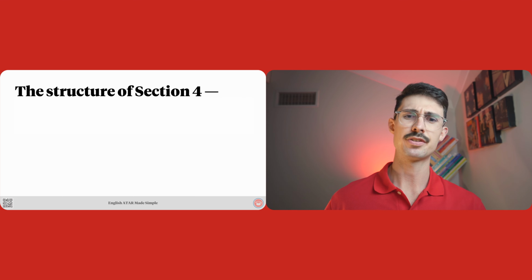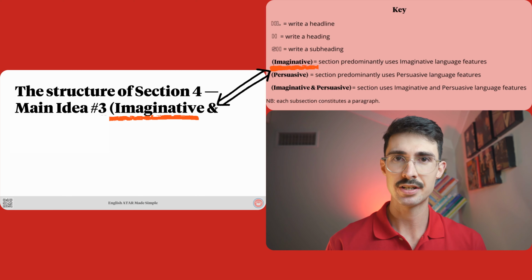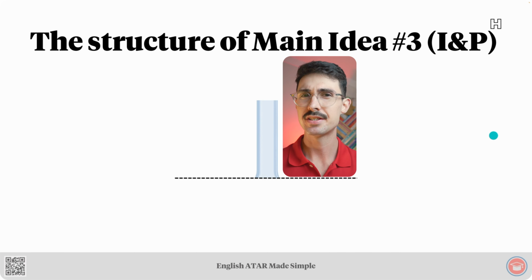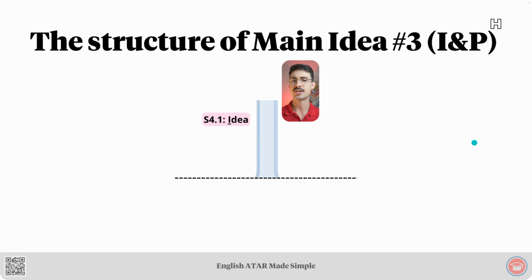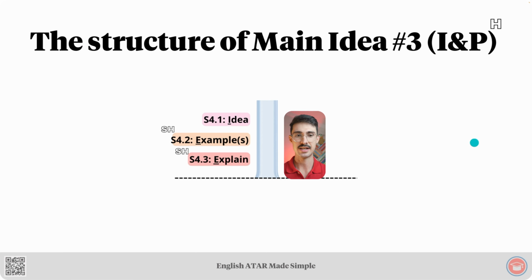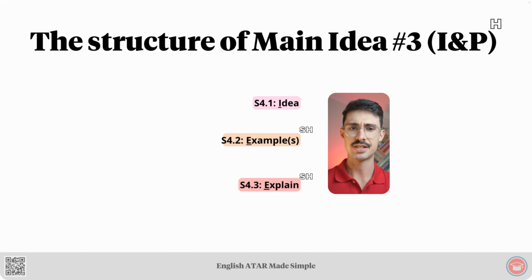Let's move on to the structure of section 4, main idea number 3, which has a blend of imaginative language features and persuasive language features. It also has a heading. Here is the last part of the tube. First subsection, 4.1, idea. Next subsection, 4.2, example, examples. It has a subheading. Final subsection is 4.3, explain, also has a subheading. Just like section 2, this one has 3 subsections. And because those subsections are exactly the same in the exact same order, idea, example, explain, I'm going to use the same acronym because if I didn't, it would be more confusing.